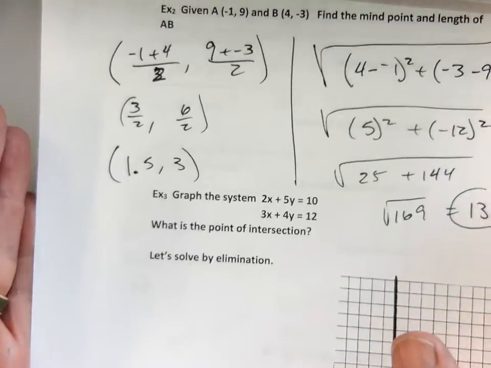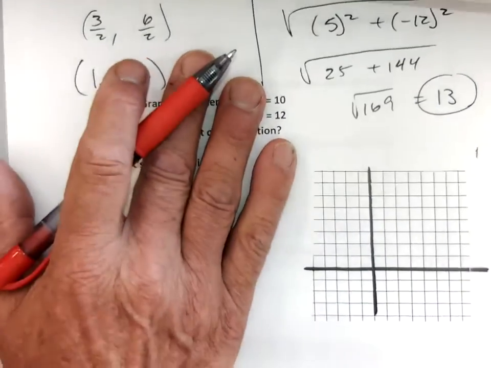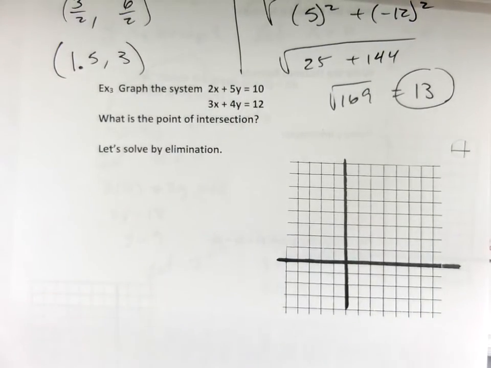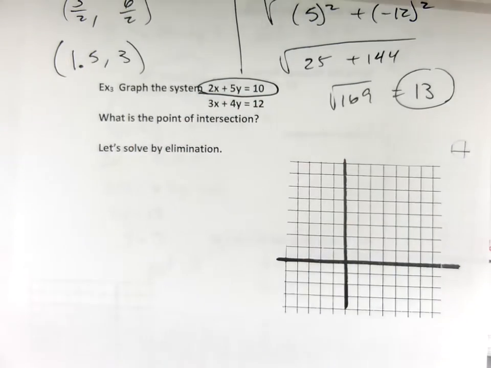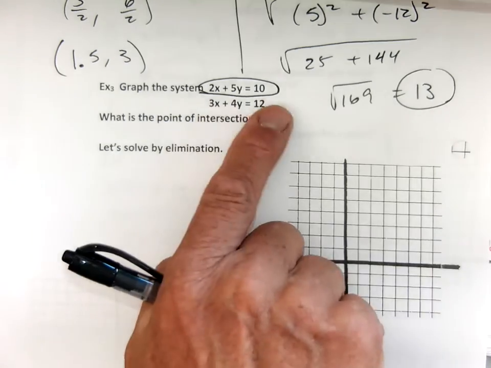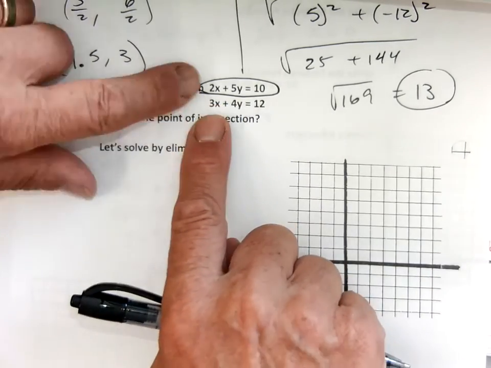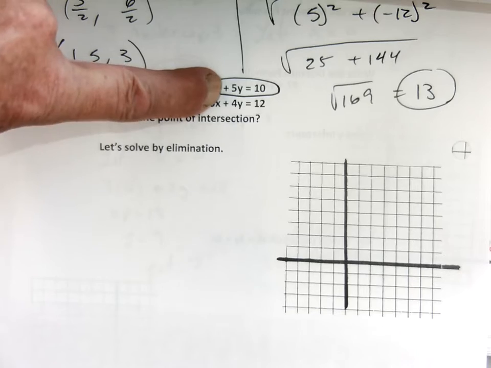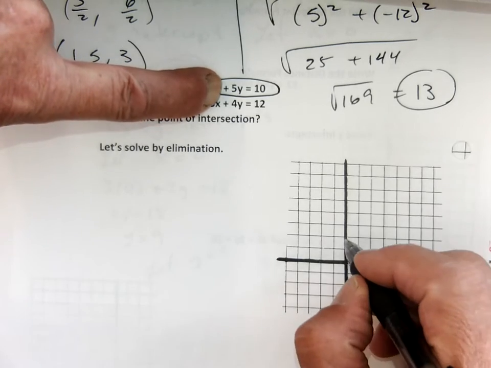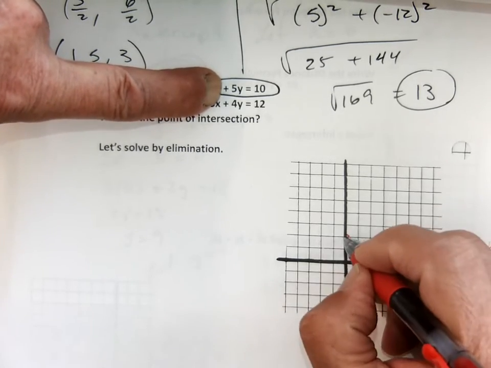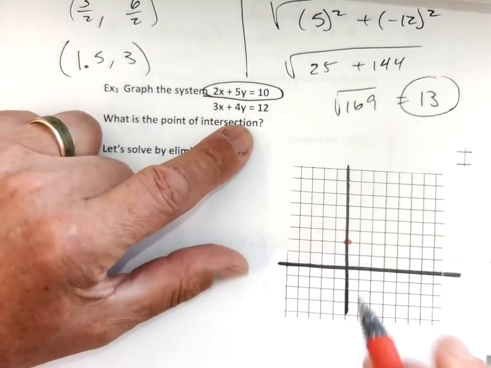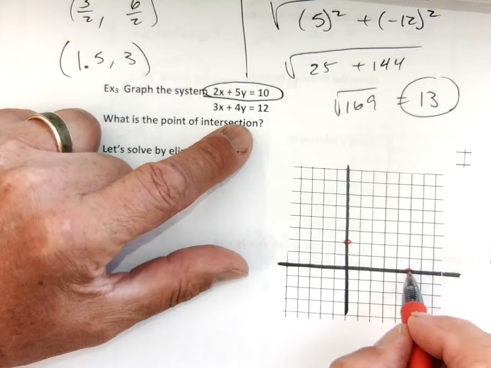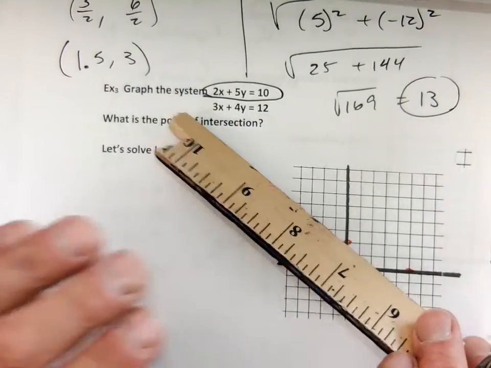Okay, number 3, graph the system. So first of all, what's the easy way to graph? So I've got 2x plus 5y equals 10. Tell me, what's the easy way to graph that? Yeah, so if I cover up the x, what's the y? 2. If I cover up the y, what's the x? 5. Okay, everybody agree with that? Bam. Piece of cake, right?